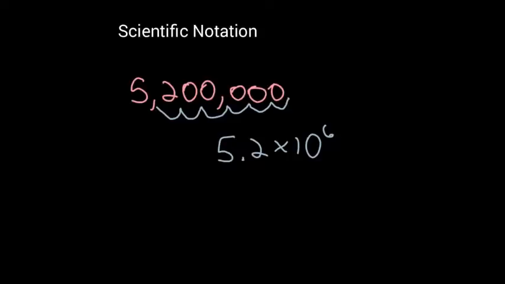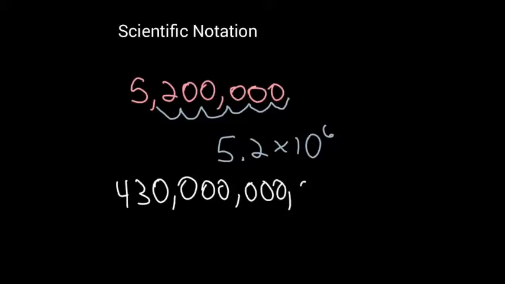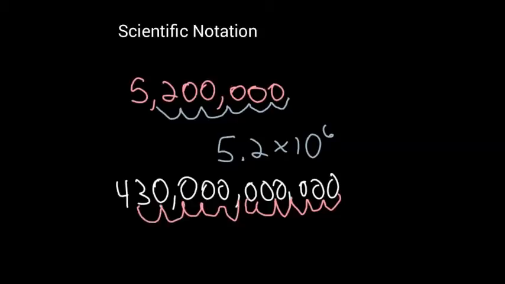So let's try another one. Let's say we have 4, 3, and then ten zeros. So 430 billion. Big number. But we approach it the same way. We move that decimal 1, 2, 3, 4, 5, 6, 7, 8, 9, 10, 11 times to have one digit to the left of the decimal.